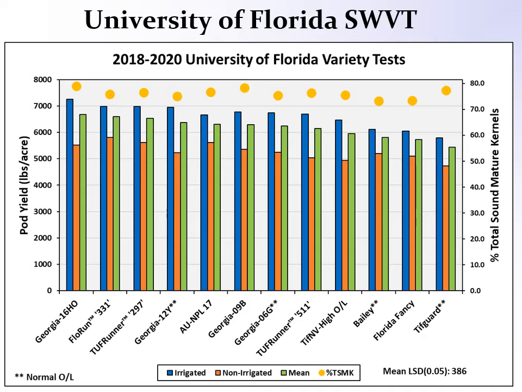And here we have an example of yield potential from the University of Florida statewide variety test from a 3-year period. Looking here at the top 4 varieties, we see that the average yields are about 7,000 pounds per acre under irrigation, and under non-irrigated conditions, which is the orange bar, around 5,500 pounds per acre on average. And so if we think back to that actual achieved yield of 4,000 to 4,500 pounds per acre, we see that there's a significant yield gap between what we're achieving in the field and what these varieties are capable of producing under the best conditions.